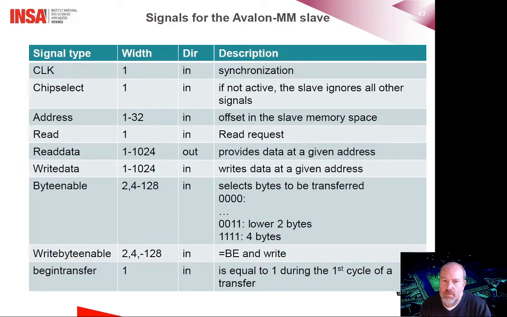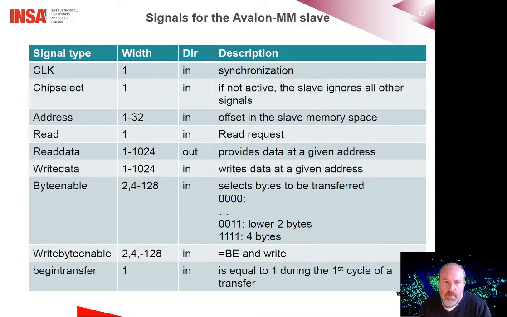The different signals of the Avalon memory mapped slave interface are depicted here. A clock signal, coded into 1 bit, is used to ensure synchronization. The chip select signal is also very important. If the signal is not active, the slave ignores all other signals. It's available as an input of the slave. The address signal, 1 up to 32 bits, corresponds to the offset in the slave memory space. The read signal indicates a read request from the master. It's only coded into 1 bit and is also available as an input.